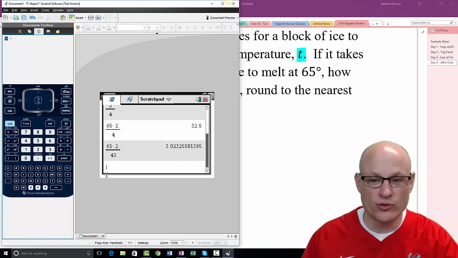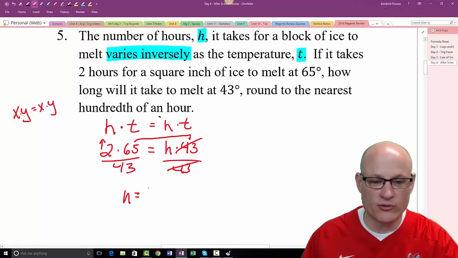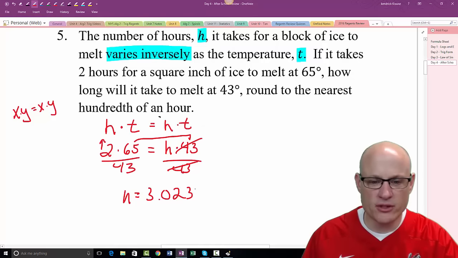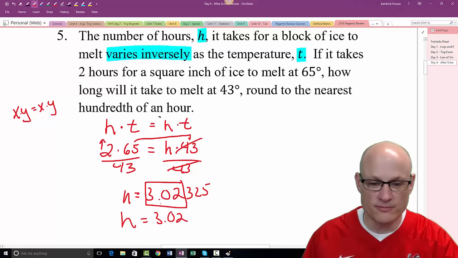It's 3.02. Round to the nearest hundredth of an hour. So we're going to write h equals 3.02. The hundredth of an hour would be right there, so h equals 3.02.